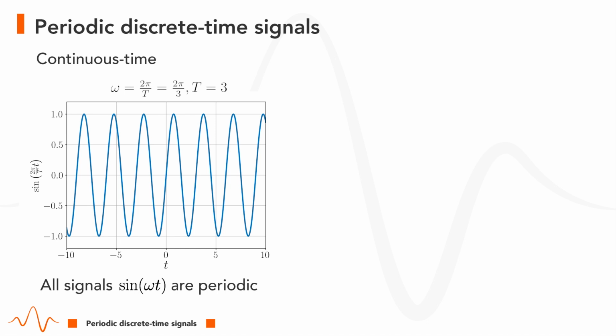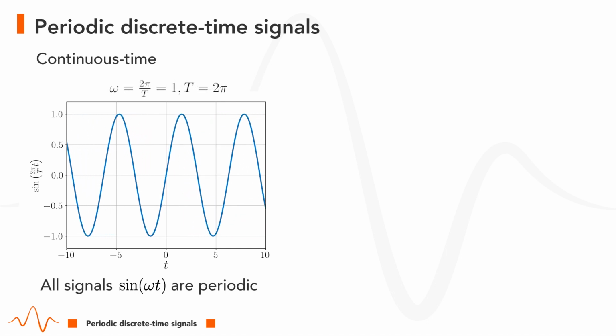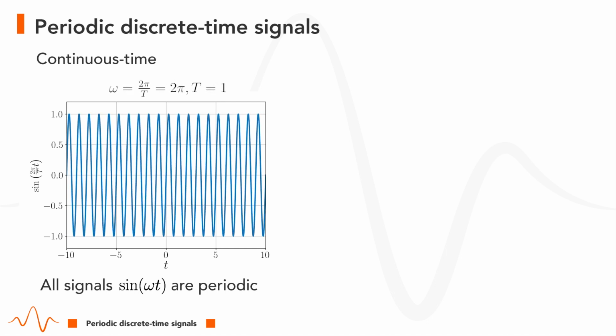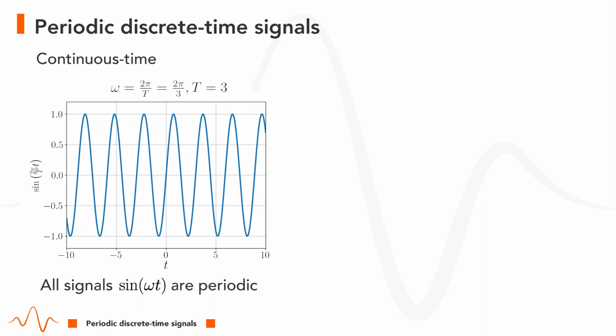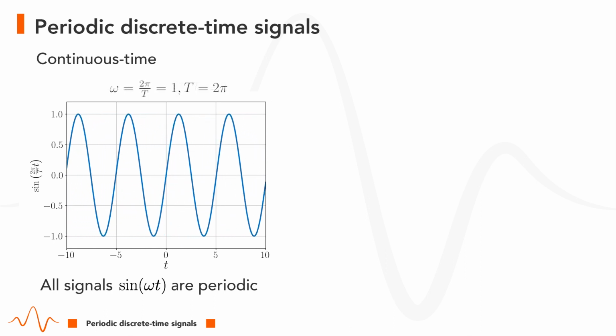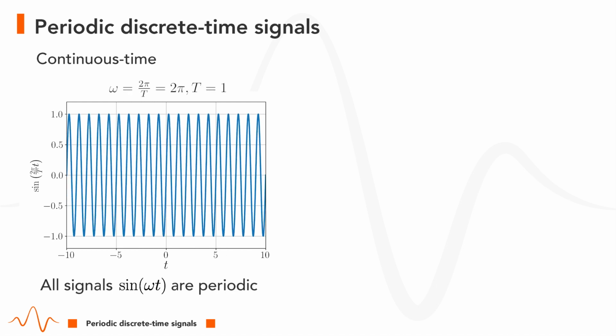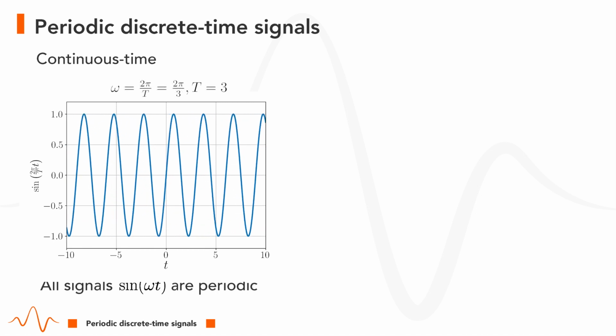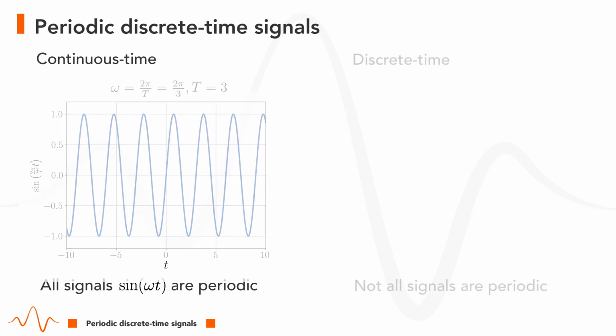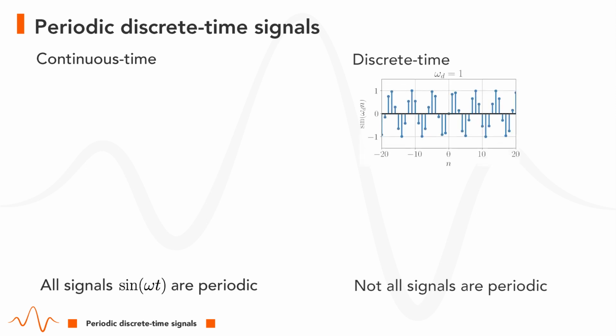The first crucial fact is that not all the cosines and sines in discrete time are periodic. In continuous time, all the signals of the form sine of omega t are periodic, as illustrated in this animation. For instance, if we choose omega to be 1, the period capital N is 2 pi. If we choose omega to be 2 pi, the period is 1. So the period in continuous time can be a natural number, but can also be a rational or even irrational number. However, in discrete time, the period must be an integer.